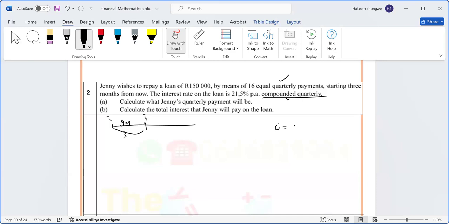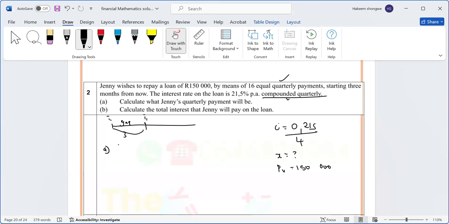So interest is 0.215 divided by 4. X, we don't know. But the present value, we know it as 150,000. Calculate what Jane's quarterly payment will be. So number A, what is going to be Jane's quarterly payment?